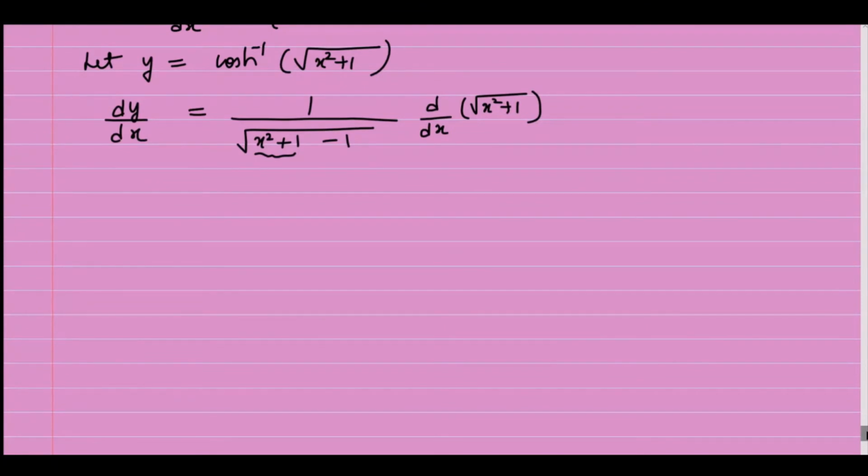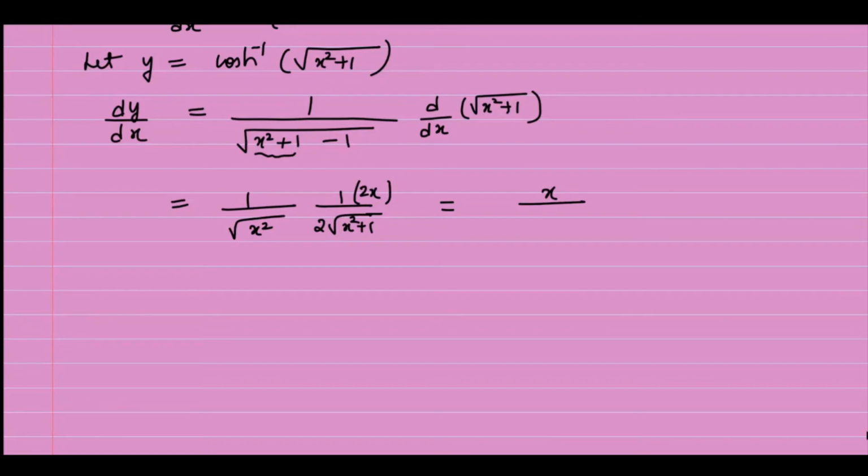So we see that here this is 1 by square root of x square, and d by dx of square root of x square plus 1 is 1 by 2 root of x square plus 1. Derivative of x square plus 1 is 2x. So this becomes, here you can see square root of x square. So 2 will get cancelled.